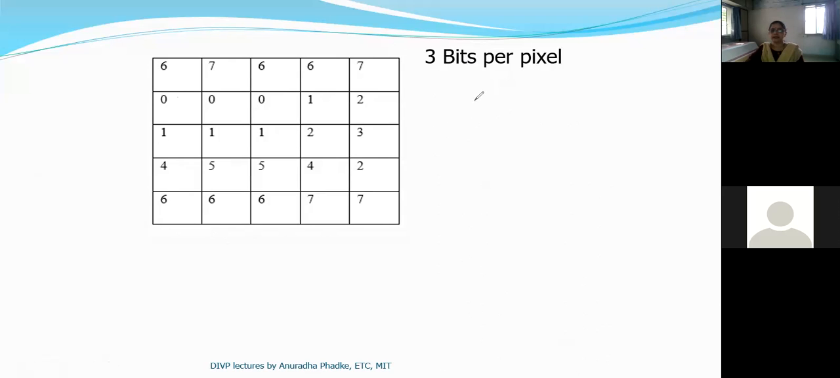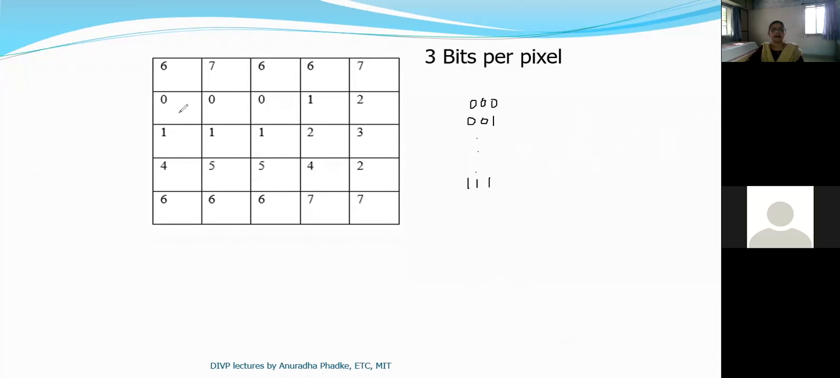If you have a number 0, decimal 0, we can represent it by 000. Similarly, number 1 we can represent by 001. And similarly, by using these 3 bits, we can represent various decimal numbers ranging from 0 to 7. Say number 7 we can represent by 111.